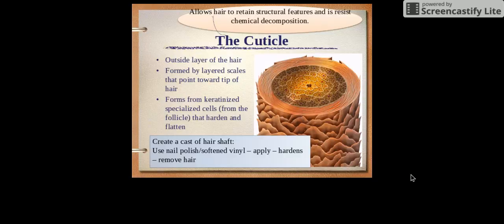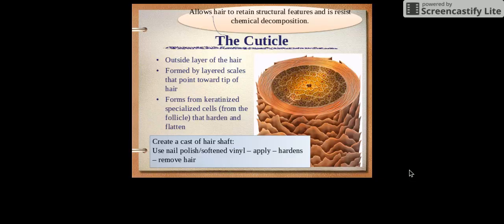It's formed by these scales that layer themselves and overlap one another, and those scales always point towards the tip of the hair. So that's how they're growing, as they're growing towards the tip of the hair. And they're formed from keratinized, specialized cells that are located within the follicle. And what happens is they harden and flatten as that hair is formed.